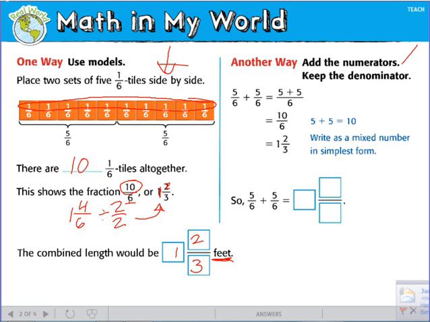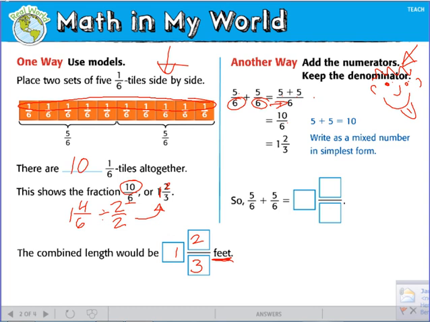This is what we're going to do. So we're going to draw a little smiley face over here. Pay attention. You need some hair, some ears. How about tongue? All right. There's a smiley face. That's what we're going to do. We're going to add numerators and keep the denominators. So we have 5/6 plus 5/6. We're going to take our 6, move it over. Add 5 plus 5 on the top, which gives us 10/6.